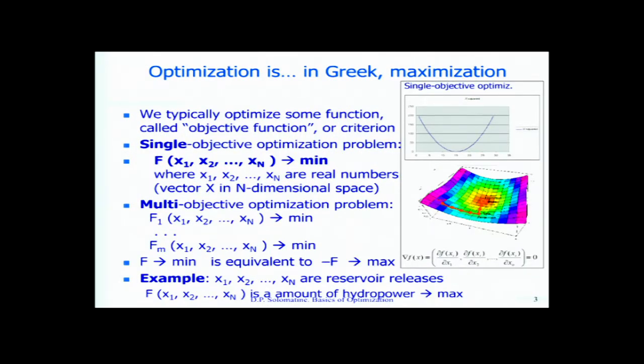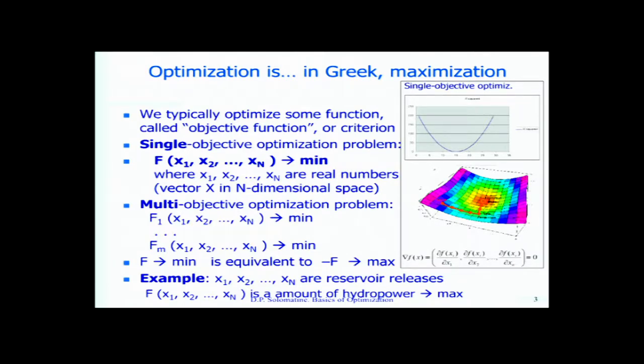Optimization comes from the Greek language. It means actually maximization. Optimum is maximum, actually. But in optimization, we also solve minimization problems. Still, we call it optimization. So for a single criterion, a single objective optimization problem, we would have only one function that we want to minimize.